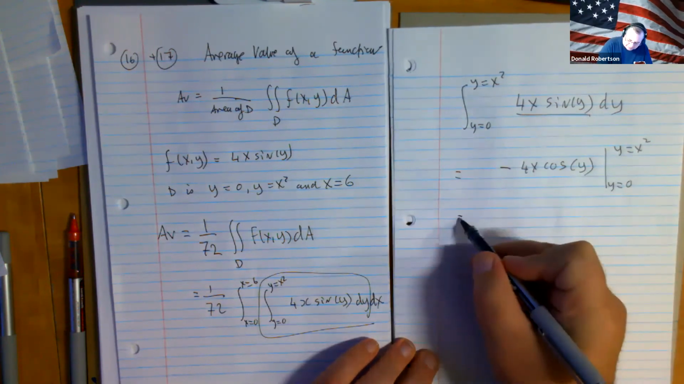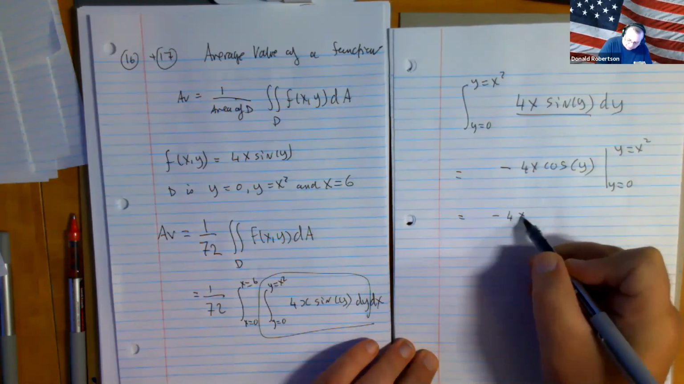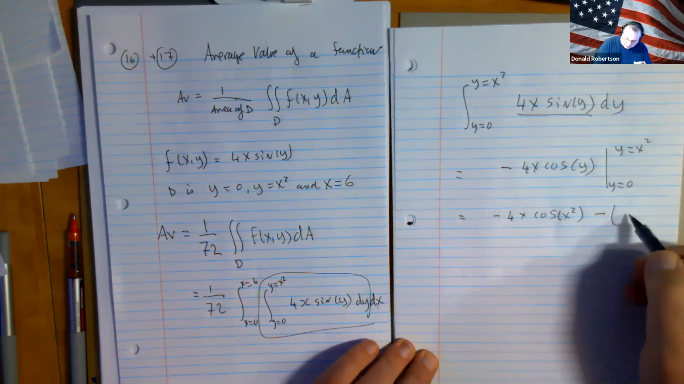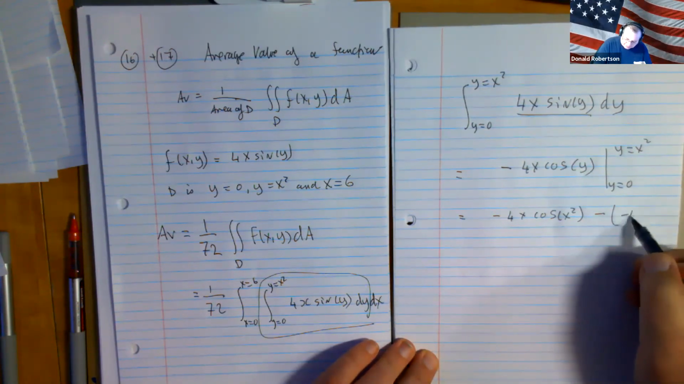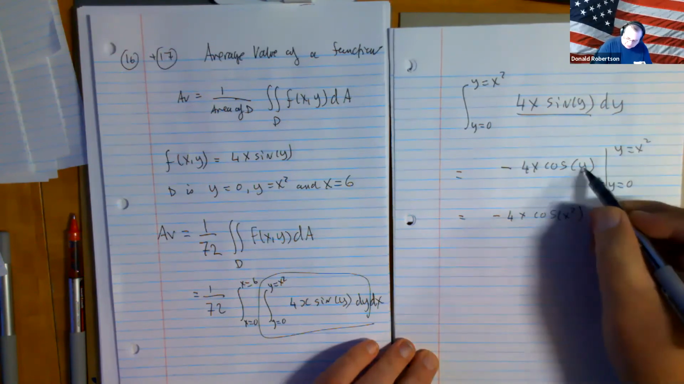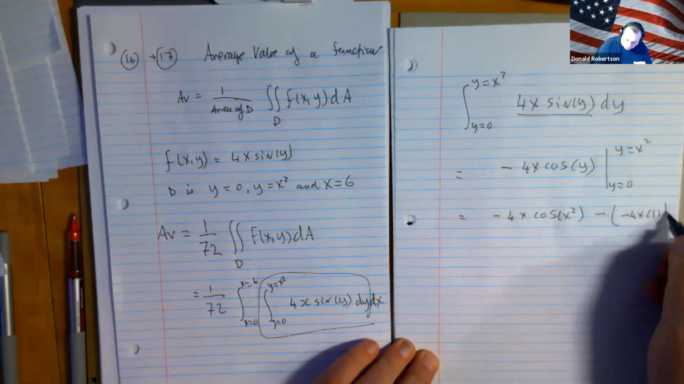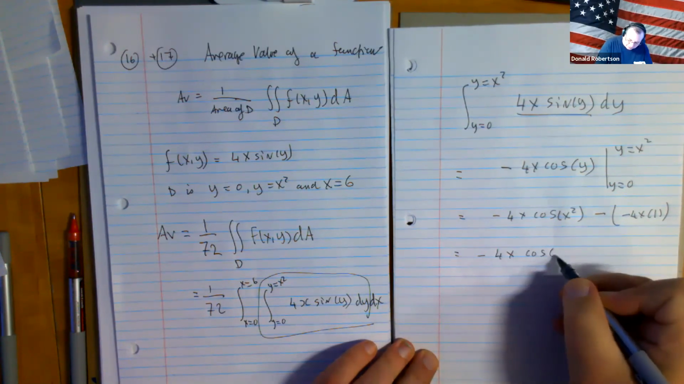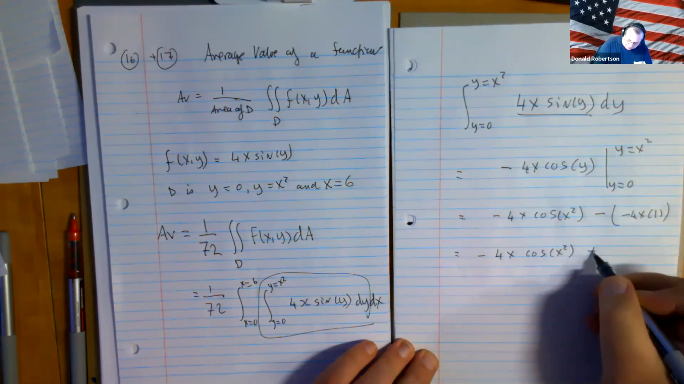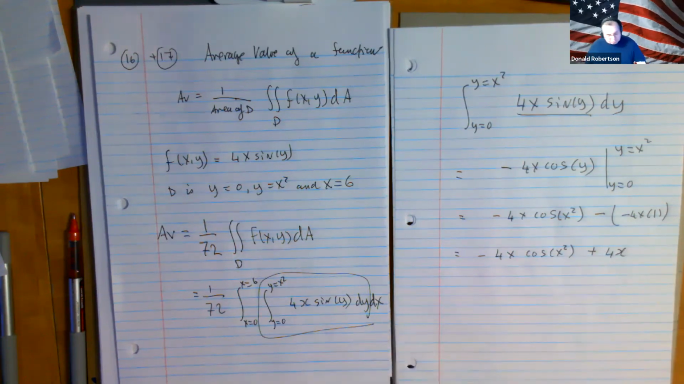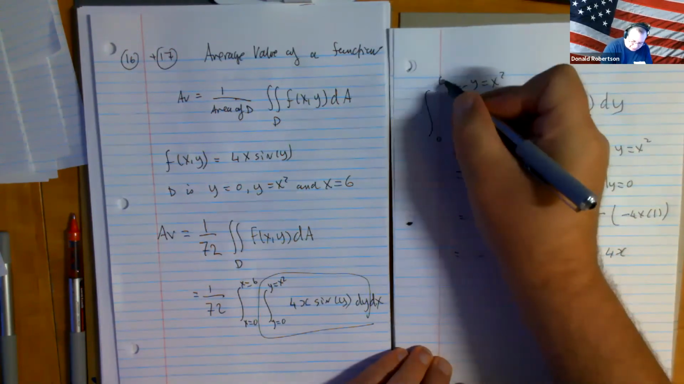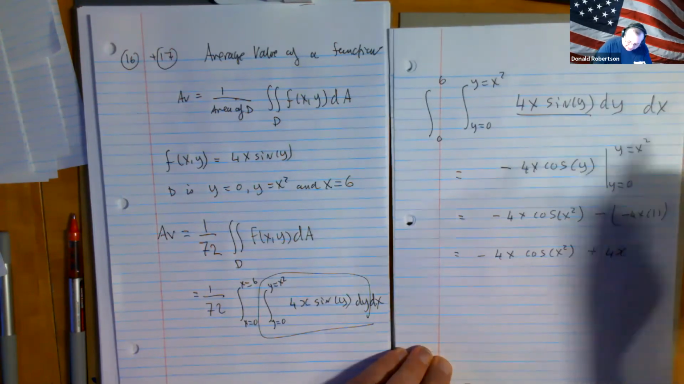Plug in the guys and let's see what we get. Negative 4x, the cosine of x squared, take away essentially negative 4x times the cosine of 0, which is 1. So I end up with negative 4x cosine of x squared, add 4x. Okay. Now, you're then going to integrate from 0 to 6 with respect to x.